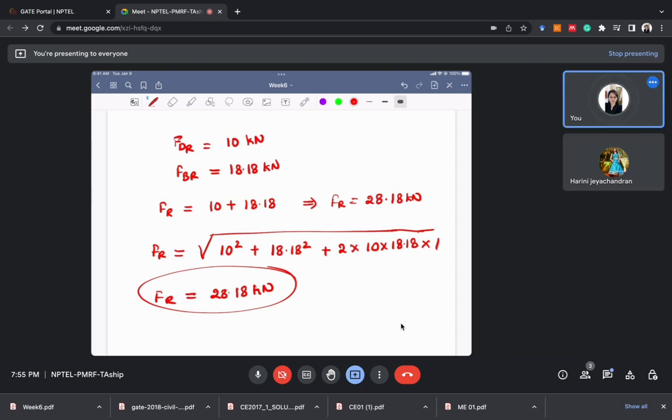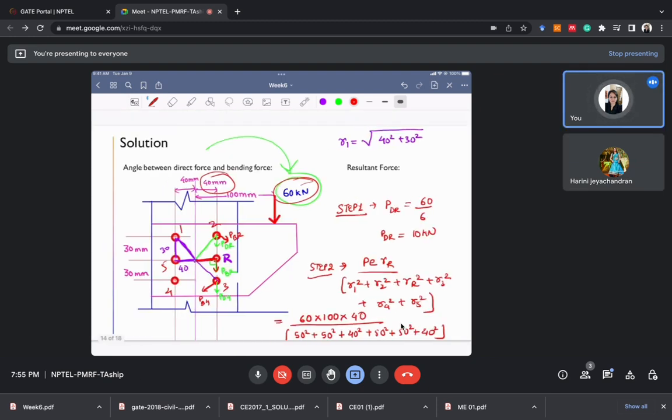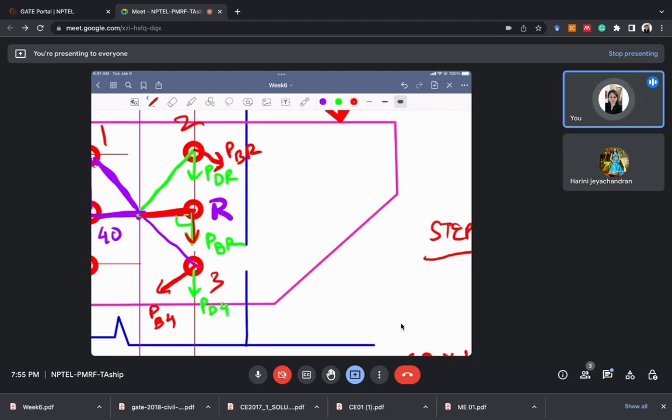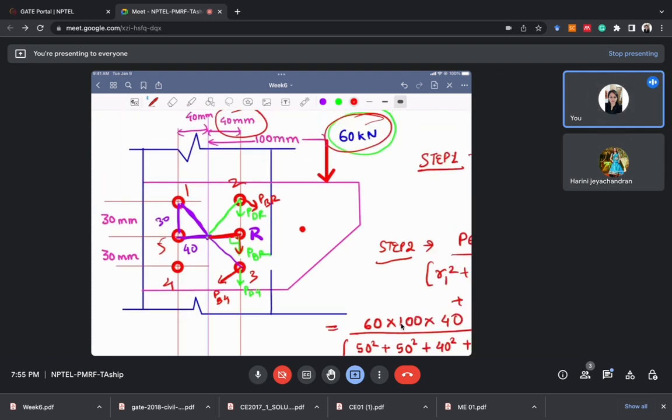Okay, why? Because in this case, as I have told, PDR is always downward, but in this case PBR was also downward. So suppose this is the bolt. PDR is always in the downward direction, but in this case PBR was also in the same direction. So the angle between these two is now 0 degree.